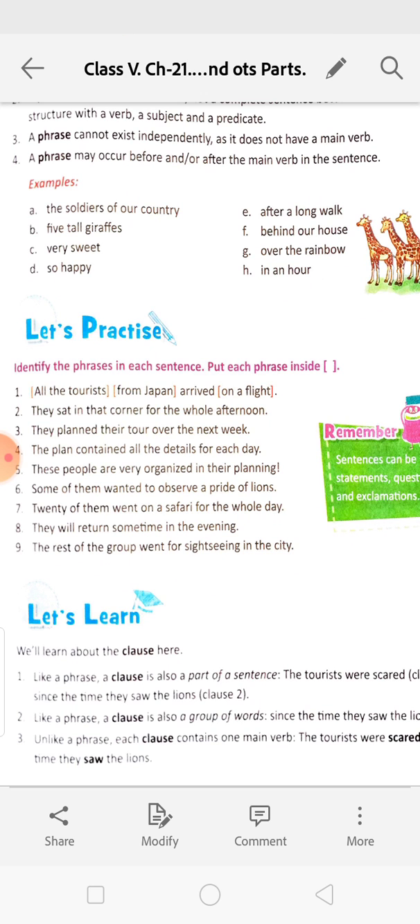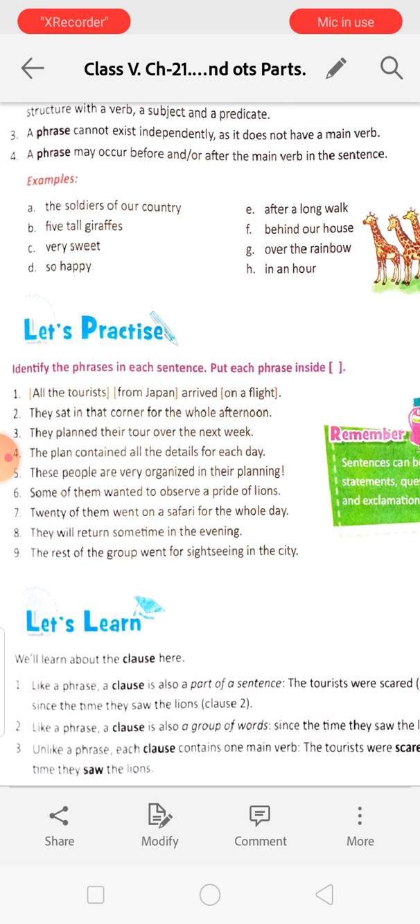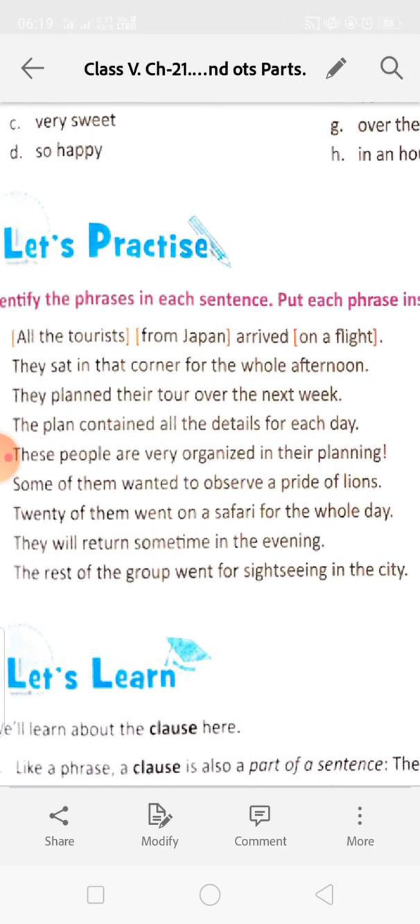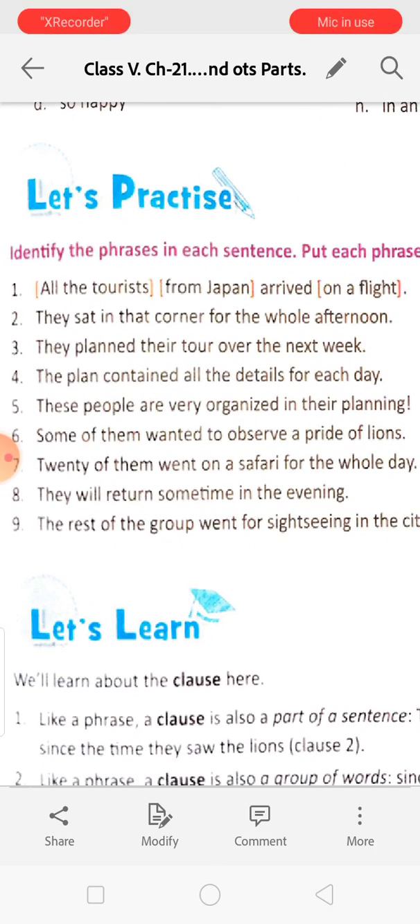All the tourists from Japan arrived on a flight. See, all the tourists is a part, from Japan is a part, and on a flight is a phrase. So three phrases are there. Next: they sat in the corner for the whole afternoon. They sat is a verb, so we cannot take it. In the corner is a phrase. For the whole afternoon is another phrase.